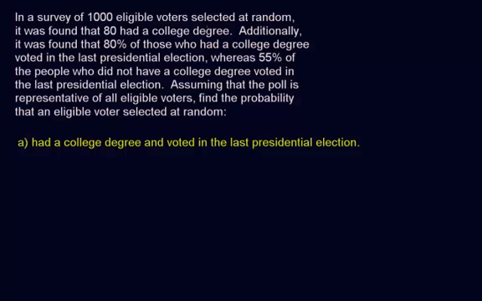Okay, so we had a lot of words up here. Let's actually go down here and break it down into our set notation. We had a survey of 1,000 eligible voters selected at random. 80 had a college degree. So let's let C have a college degree. That's what we mean by C, college degree, which means C complement, no degree.